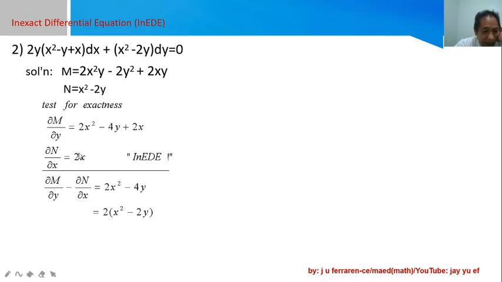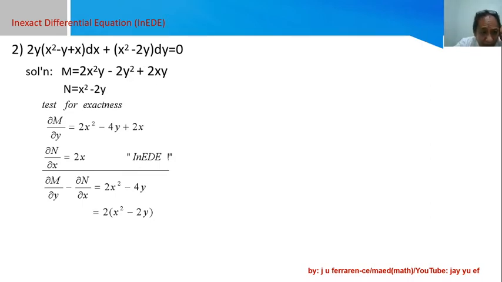Okay, so you can subtract because this is inexact, so I have to get the difference of the two partial derivatives. We have 2x squared minus 4y, the 2x is eliminated. Now notice that 2 is common, so I remove 2, and there is another factor which is x squared minus 2y. Okay? Now I have to check the coefficient of dx and dy, which coefficient will be used as a divisor. So I will just inspect, no?